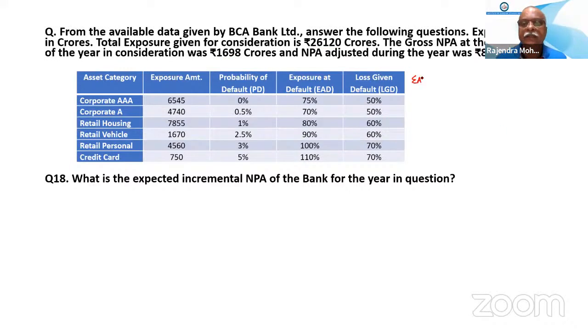So I can calculate exposure multiplied by EAD into PD in one column. Then for the last one, LGD has to be there, so for this we have to multiply LGD. First one will be 0 because it is 0%. Second one will be how much? 4740, 0.5%, 70%. How much is it coming? Somebody can calculate and tell me. 16.59. The next one, do it and tell me how much it will be. 37.575. 37.58. Next one, retail vehicle. 37.57. Okay. Which one is 37? This retail housing? 136.8.